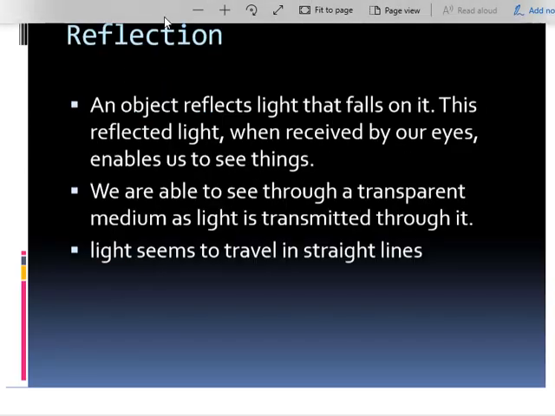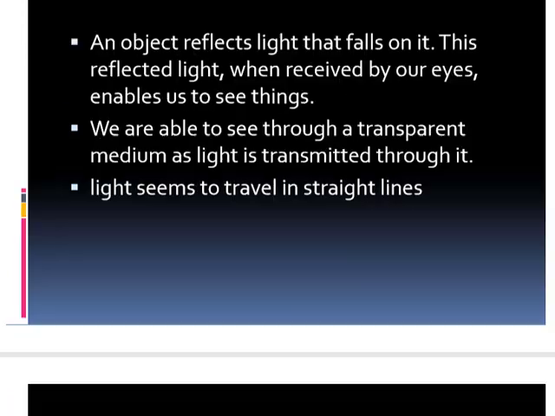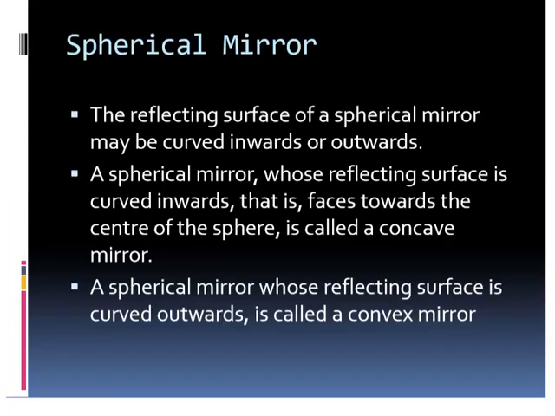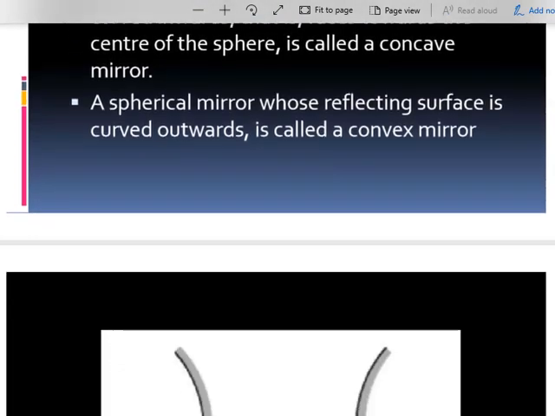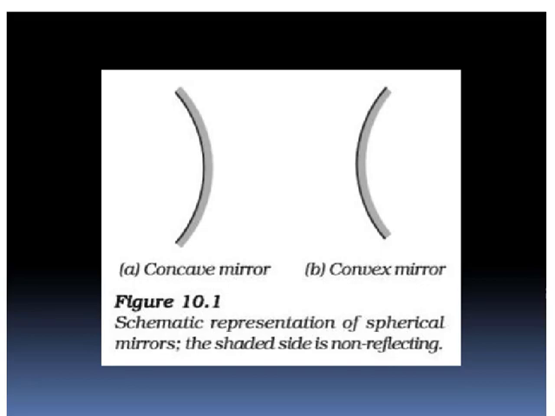So the first one is reflection. You might have covered reflection in your previous classes. Then we will see the laws of reflection of light. Then we will see spherical mirror. After that, the types of spherical mirror, that is concave mirror and convex mirror.